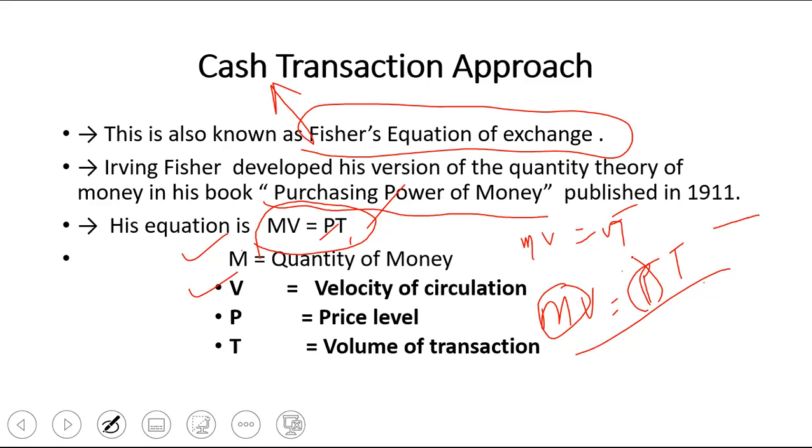P is the price level, T is the volume of transaction. What is volume of transaction, children? It is the goods and services which are used by the people. Okay, so I am writing here MV is equivalent to PT. Therefore, what is P? P stands for price level. So P is equivalent to MV divided by T. I'm rubbing it off.